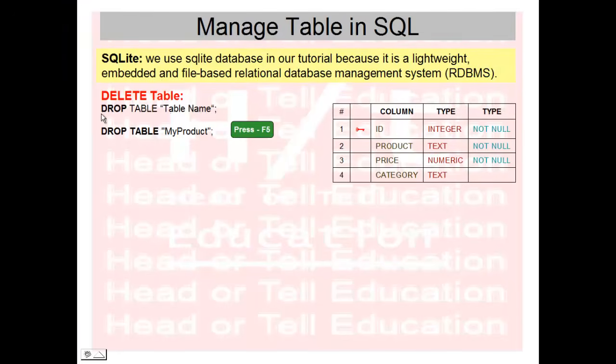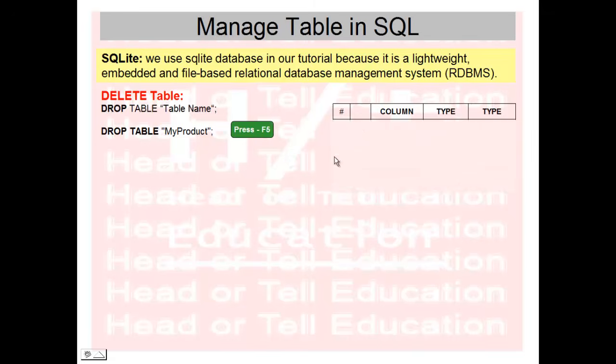Now finally, we want to delete the complete table. At the time of working, according to conditions, we create many unnecessary tables in programming, systems and databases, so we need to delete the tables. The command is drop table and the table name. In our database only one table is here, so this table we have to delete. We write the command drop table my product and press F5, and the table is removed from the database.